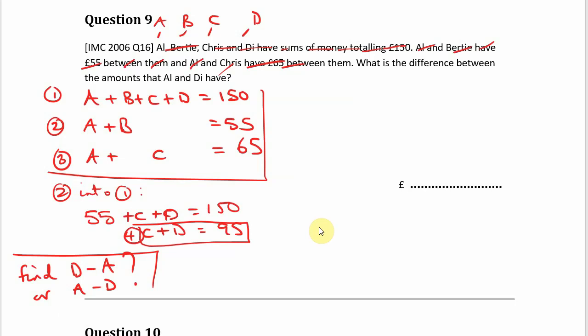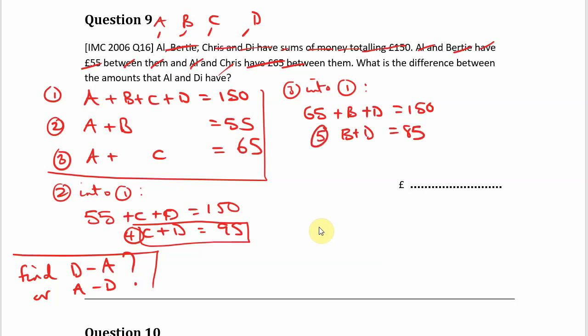And then I'm also going to put 3 into 1. So the A and C I'm going to take them out and put 65 in their place. So 65 plus B plus D equals 250. So B plus D equals 185. I'm going to call that equation 5 just for now, and I'm going to put a little square around that.